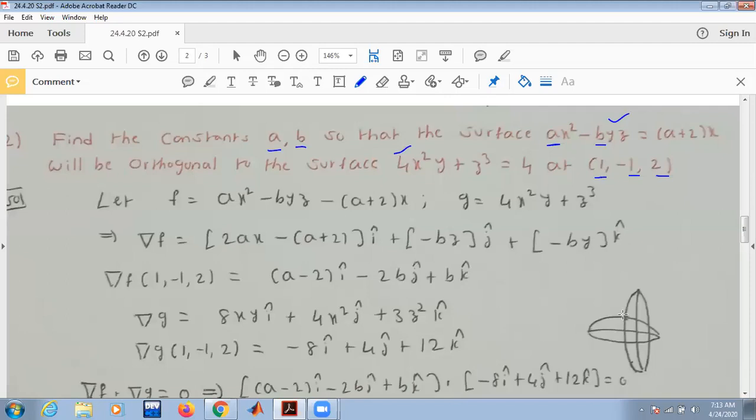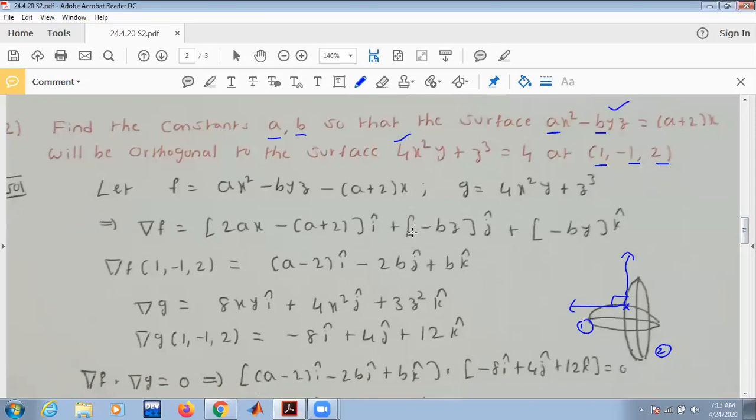So this is the point of intersection 1, minus 1 and 2. Let us say this is the first surface, and let us say this is the second surface. These two are orthogonal means what? Their normals are perpendicular, and we know how to find out normal vector to the surfaces. Normal vectors are nothing but gradient vectors. We know del f is always perpendicular to the surface. So consider this as f.